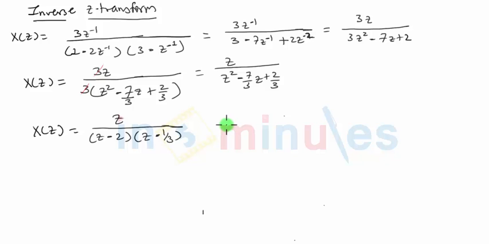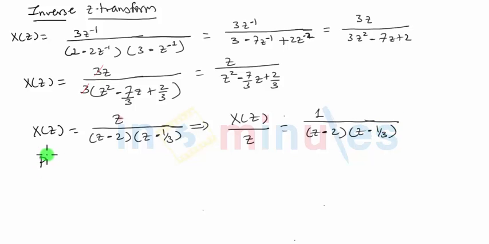To find the inverse Z transform, we will first have to perform something called partial fraction expansion. And we do not perform partial fraction expansion of X(z). We rather perform partial fraction expansion of X(z) by z. You will see the reason later on. So I'm dividing by z on both sides. So X(z) upon z, and when you divide by z, z will cancel out, so it will give you 1 upon (z minus 2) into (z minus 1/3).